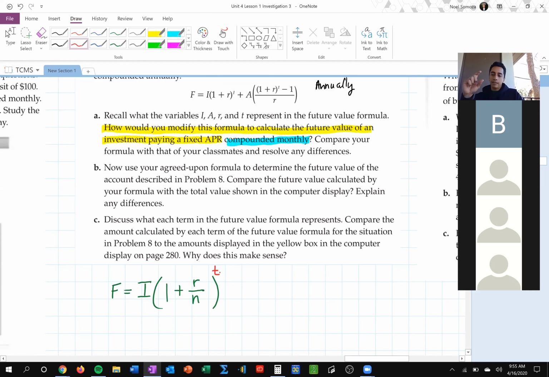But because this is now monthly, or maybe semi-annually, or quarterly, right? I need to know how many times that's going to happen in a year, or in that, let's say, 5-year period. So then I can't just use t, I have to use t times n as well. Right? So those are the changes that are necessary for that part of the problem. Okay, then plus a stays the same.